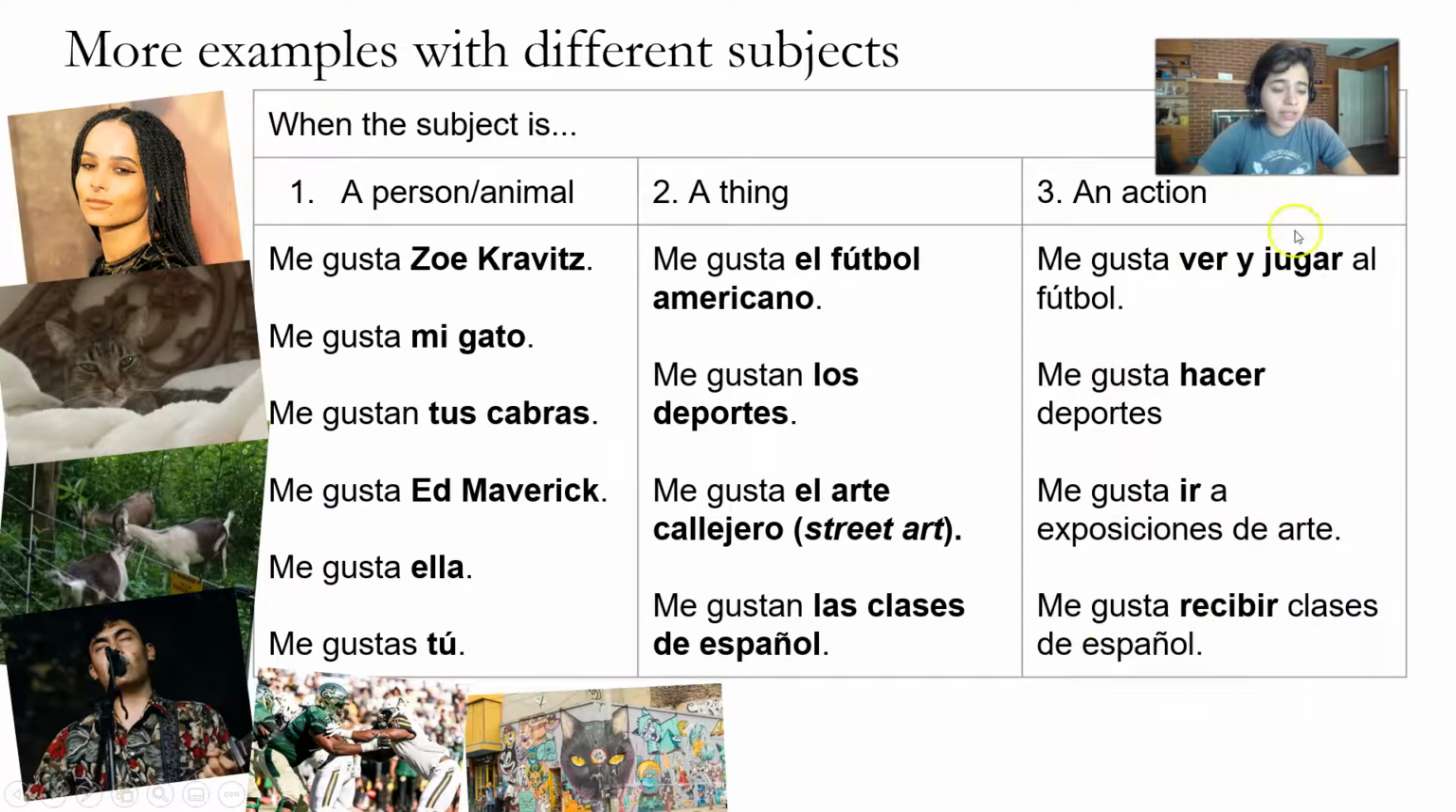So as you can see, if you have an action that's the subject, it always uses the gusta form. If you have a noun, it always uses the gusta or gustan forms, depending if the noun is plural or singular. And then, if you are saying that you like a person, that's the subject. So, tú, if I'm saying I like you, it has gustas because gustas is the tú form of the verb gustar, and the subject is tú. Ella is in the él, ella form, gusta, and so on. I want you to think about how would you say, I like myself.